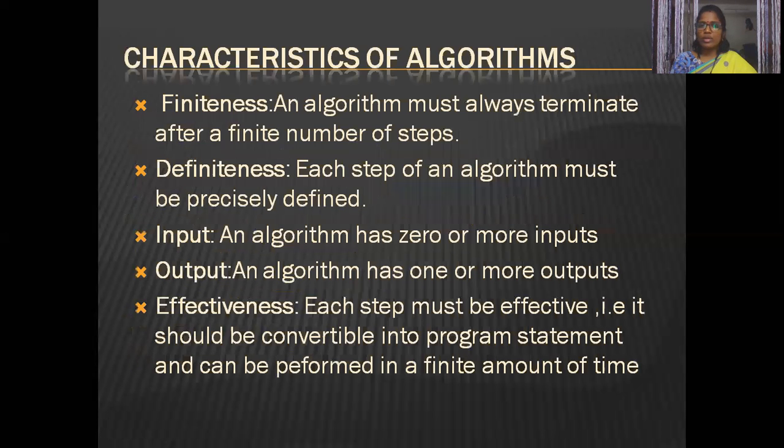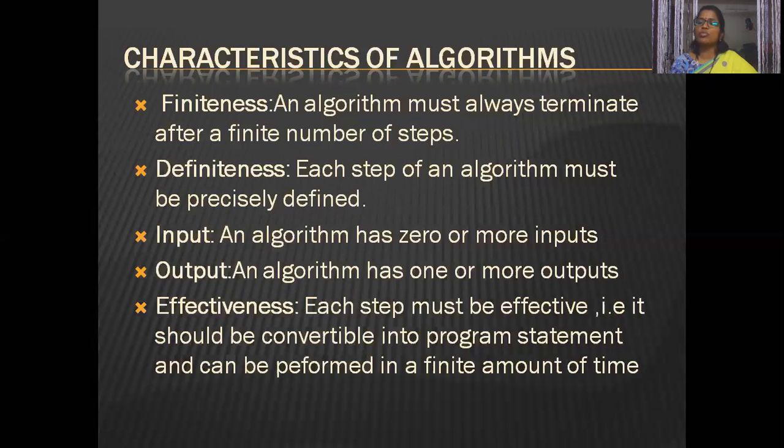Right? So next, characteristics of an algorithm. Our algorithm should have finiteness. In the definition also, we have seen that the instructions should be finite. An algorithm must always terminate after a finite number of steps. It should not be never-ending. After a finite number of steps, it should end. Next, definiteness. Each step of an algorithm must be precisely defined.